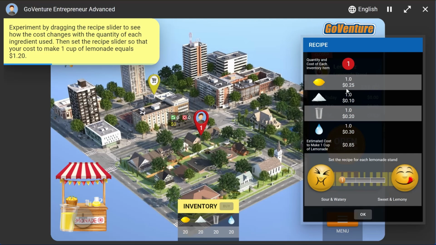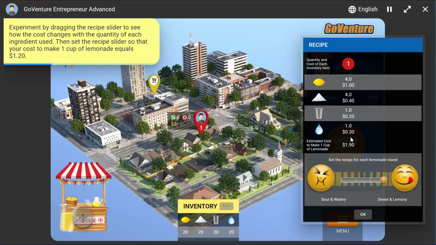But notice here, the numbers that appear next to our ingredients actually change. And that's because it takes more servings of lemons and sugar to make sweet and lemony lemonade versus sour and watery, which only takes 1 serving of lemons, 1 serving of sugar. So let's check out sweet and lemony. That takes 4 and 4. So it actually takes 4 times as much servings of lemons and sugar.